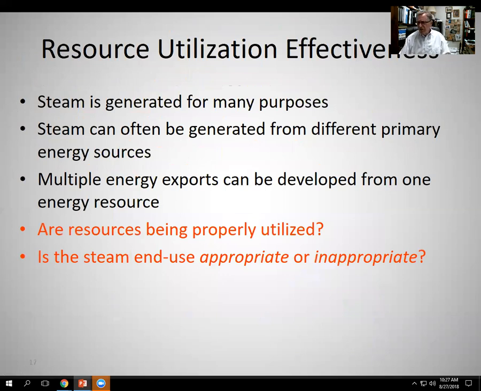Resource utilization, and that says effectiveness, but I've got my little camera over it, sorry. Steam is generated for many purposes, and can be generated from different primary energy sources. We can consider natural gas, fuel oils, sometimes waste wood.